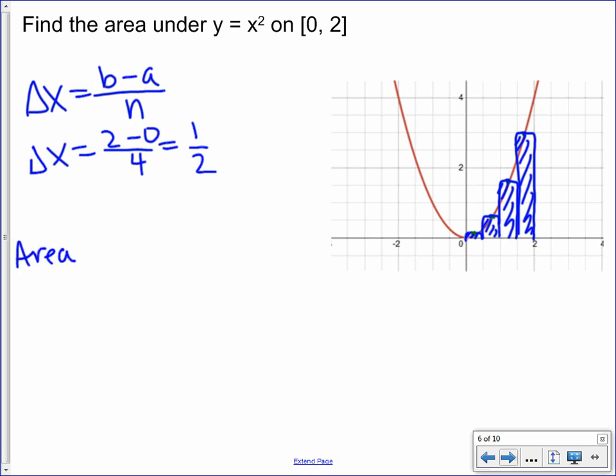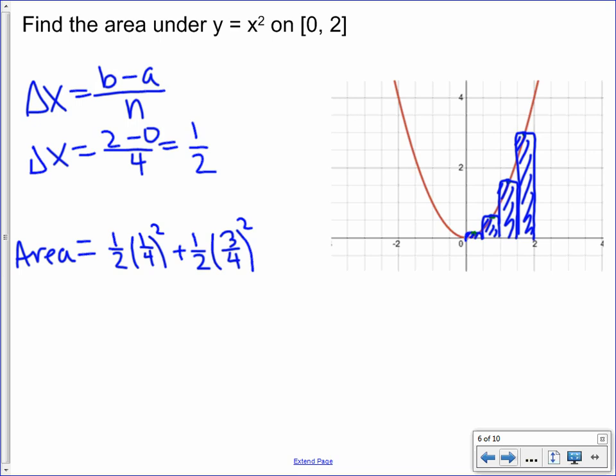Let's talk about how we find the heights of these rectangles. So this first rectangle, our midpoint is what? 1/4. Since our function is x squared, the height is 1/4 squared. This second rectangle has width of 1/2 and height of whatever the function value is when x is 3/4, the midpoint of 1/2 and 1.